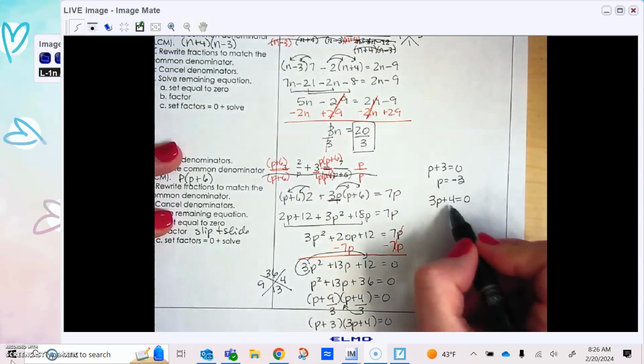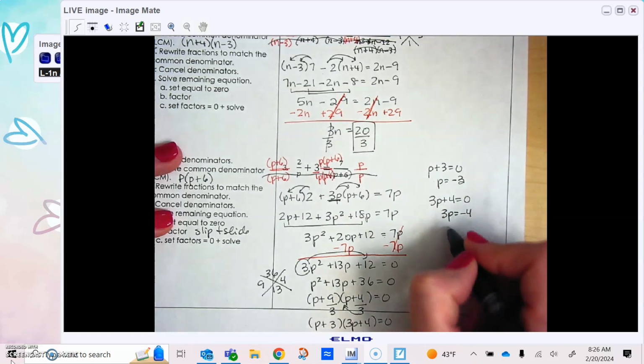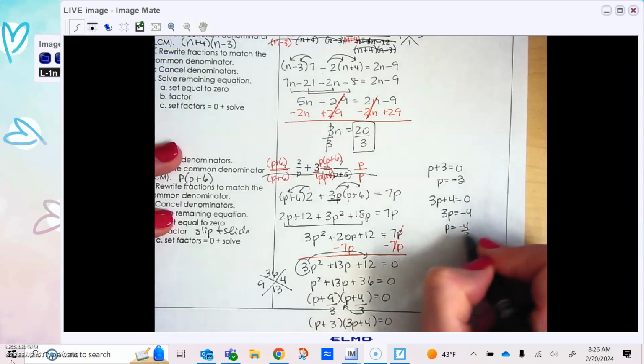3p plus 4 equals 0. Subtract 4 to both sides gives me 3p equals negative 4. And then divide by 3 gives me negative 4 thirds.